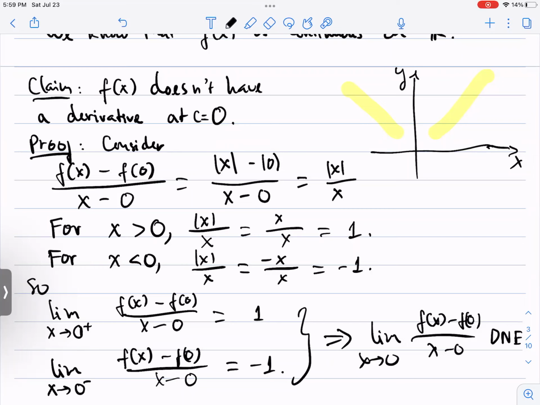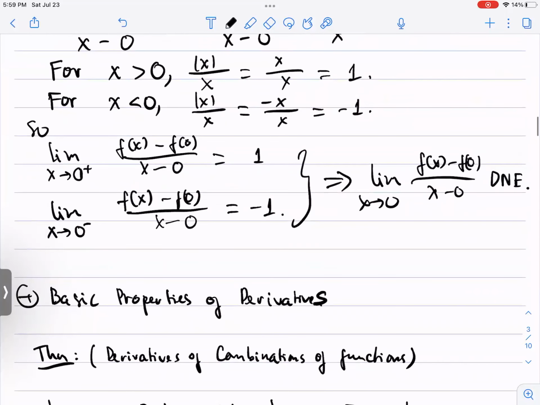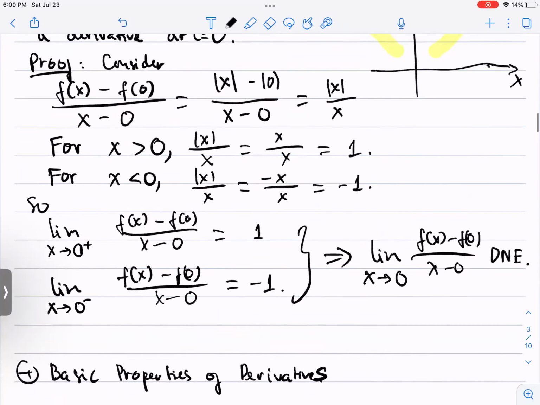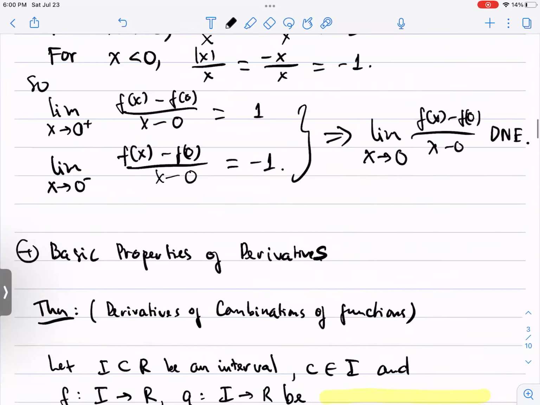So for x bigger than 0, this expression equals 1. For x smaller than 0, this expression equals minus 1. Therefore, the left hand limit and the right hand limit do not agree with each other. That's why the limit when x approaching 0 of this function does not exist. And that's why there is no derivative for the function f(x) at 0.